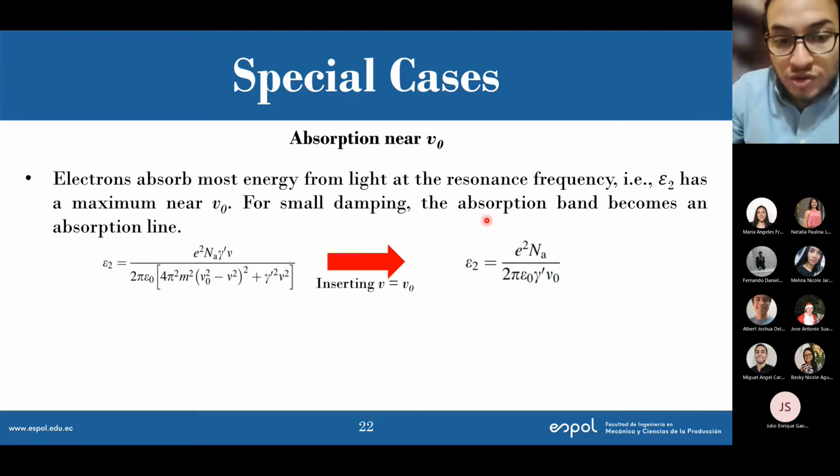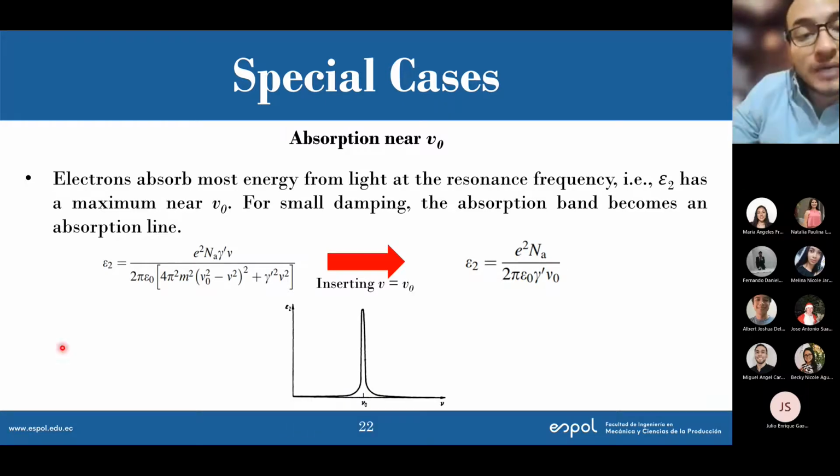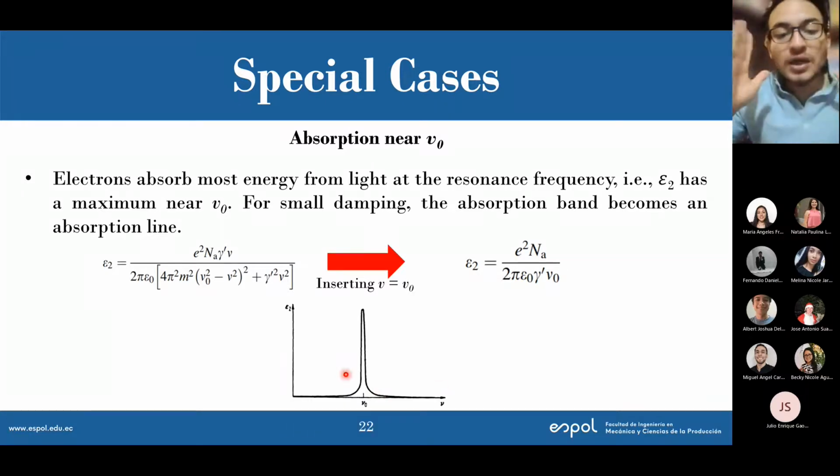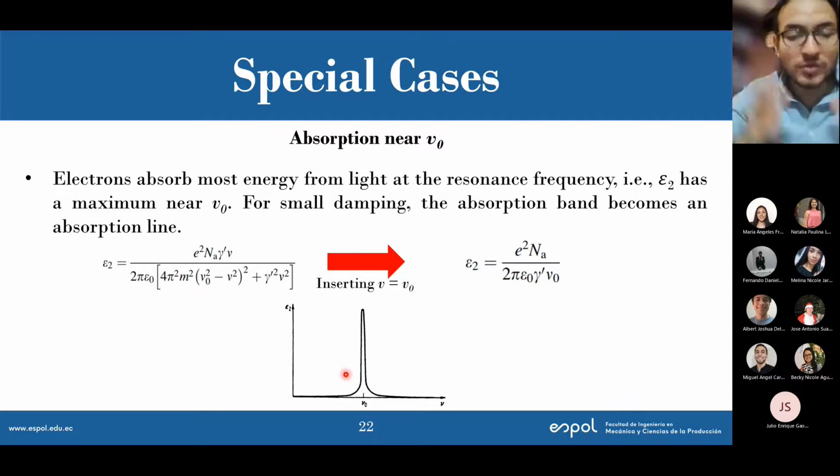And so epsilon 2 just becomes this equation, right? You can plug in ν and ν0, and this will be 0, and you'll end up just with this equation. So instead of having that nice band, you now have an absorption line. The peak becomes a lot narrower, right? And as you can see even from the equations, that definitely makes sense. Okay.